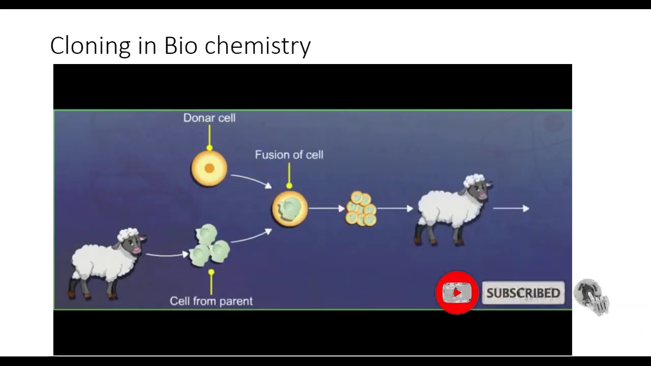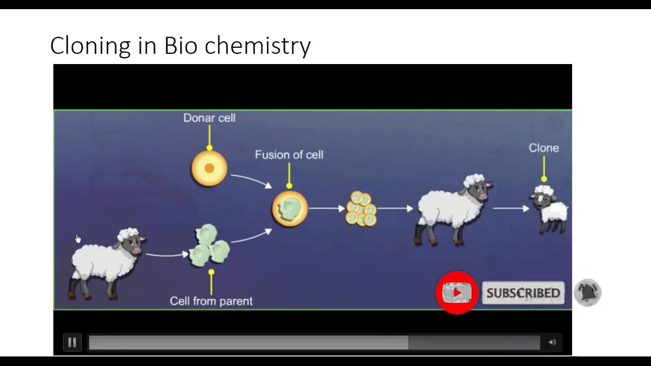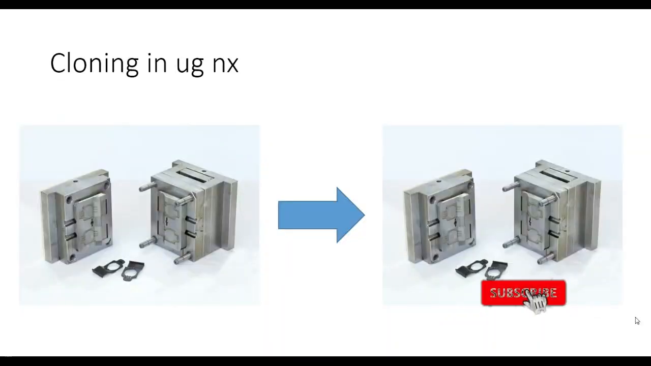In biochemistry, there is a process called cloning. In this process, a sheep can be cloned the same as its parent. In UJNX also there is a command called cloning. This helps to generate assembly duplicates.